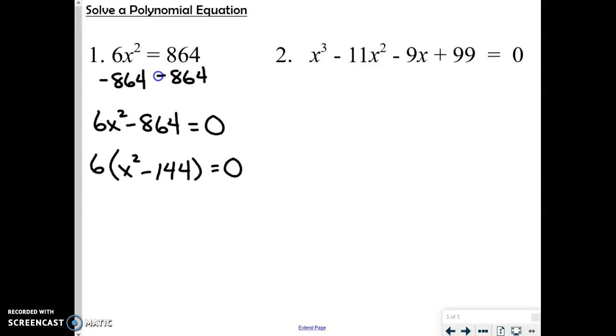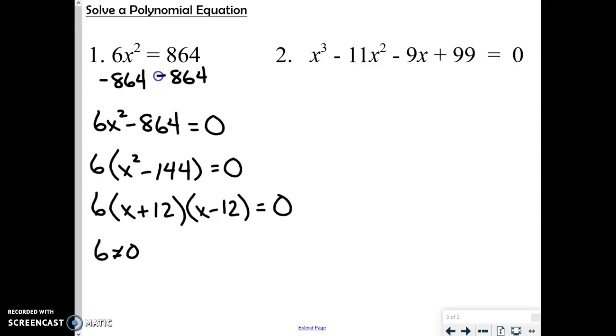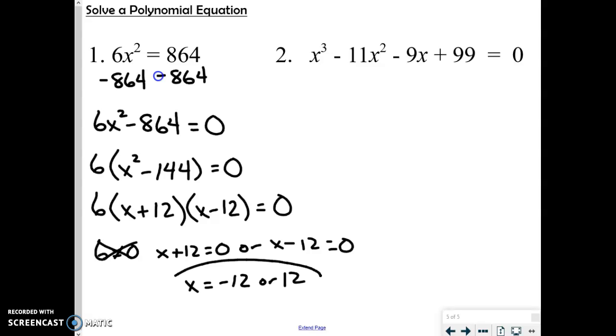That, ladies and gentlemen, is the difference of two squares, which, if you remember, would be x plus 12 times x minus 12, because 144 is 12 squared. So now we take that, ladies and gentlemen, and we set them all equal to 0. Well, we know 6 doesn't equal 0, so we can cross that one off. Then we have x plus 12 is equal to 0, or x minus 12 is equal to 0. So we would get x is equal to negative 12 or positive 12.